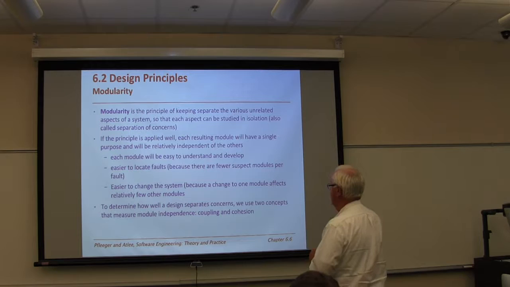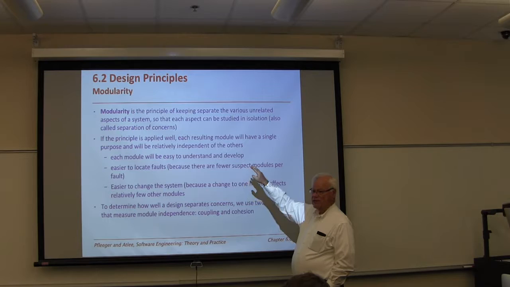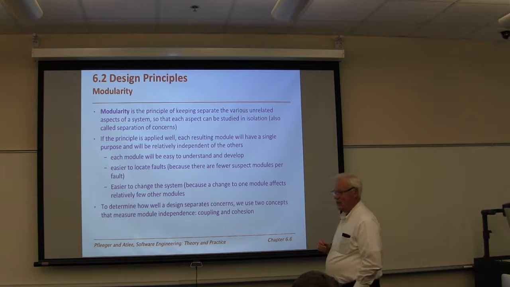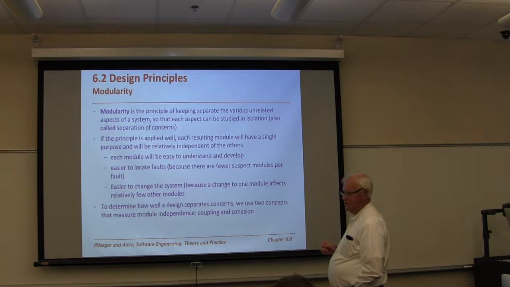To do it right, a module should have a single purpose, relatively independent of the others. That way it's easier to maintain. When there's a problem, you say, well, what module does that? Boom, you go to that module. And in today's world, it doesn't take a lot of performance time to have a lot of modules. They're easier to understand and develop, easier to locate faults, like I was talking about, and easier to change the system, like the Y2K problems.